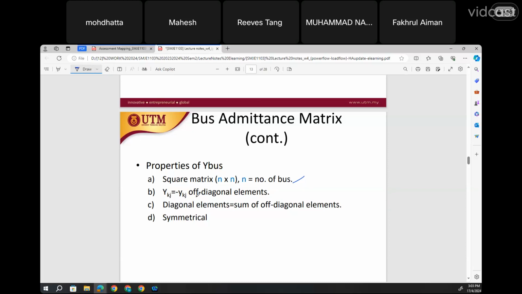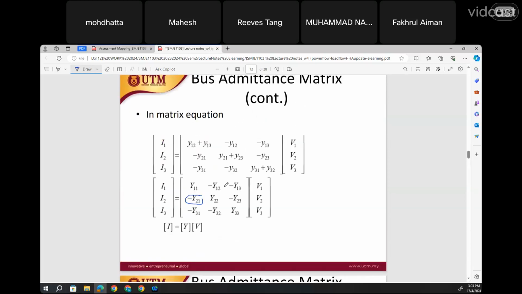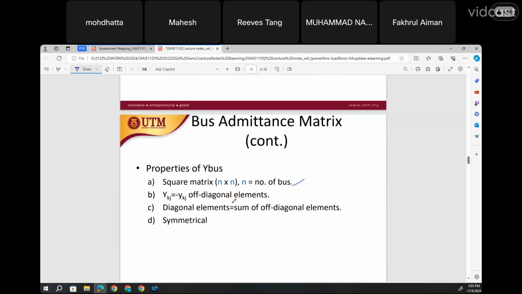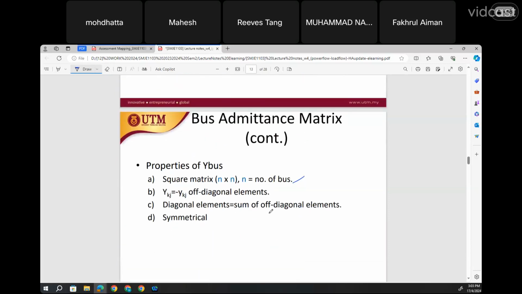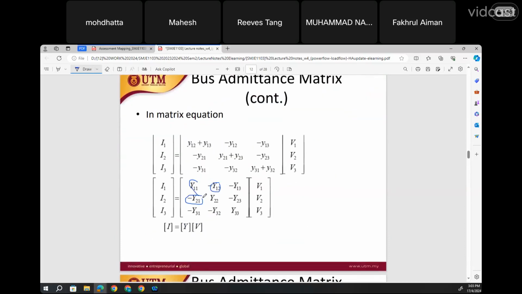And the off-diagonal elements, which are the ones that we see over here, are negative to each other. And the diagonal elements, the ones that we see over here, are what I explained just now. This is the sum of admittance connected to bus 1, this is the sum of admittance connected to bus 2, and the same goes for the sum of admittance connected to bus 3.